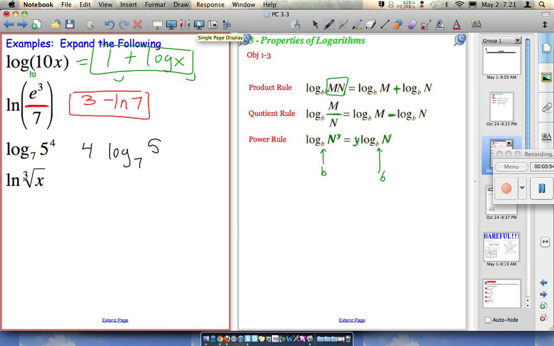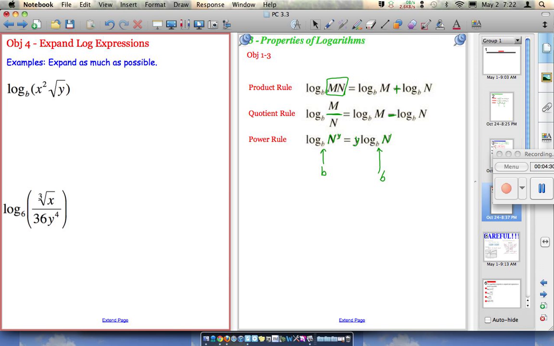The final one is natural log, and it's the cubic root of x. Now remember, a cubic root is the same as x to the 1/3, the reciprocal of 3. That's the same power as the cubic root. And since it's a power, I can drop that power out and rewrite my answer in this way. So there's my fourth example. So I need to know that the cubic root is the same as the 1/3 power. Okay, so that's some expanding.